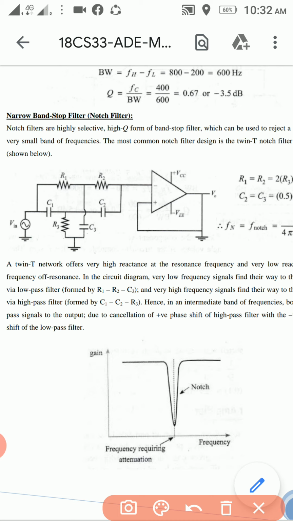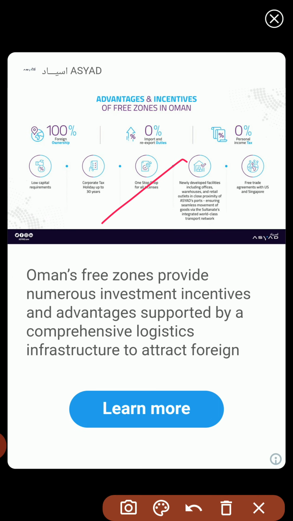So it may be a single frequency or multiple frequencies. That is exactly what it has to reject, a range of frequencies or a single frequency. That is what the name itself means, narrow band stop filter or notch filter. The most common notch filter design is shown in the figure, and some of the expressions for it are given here.